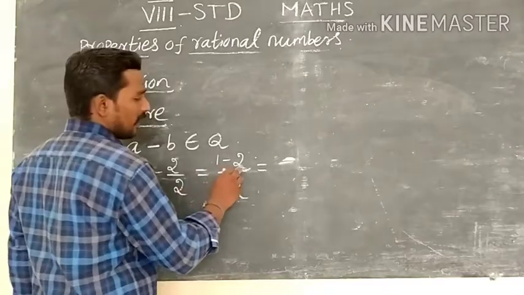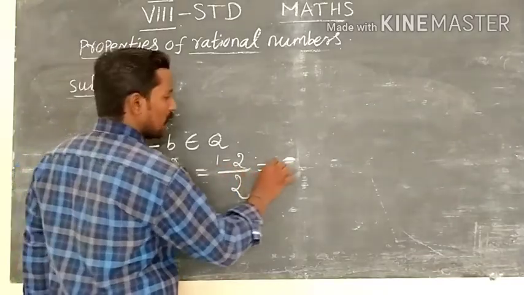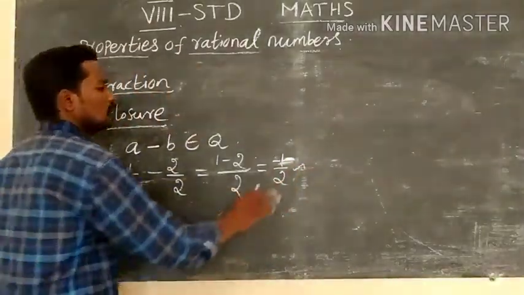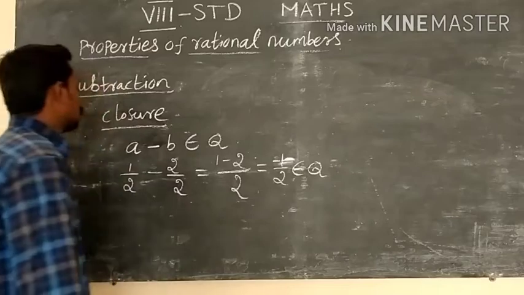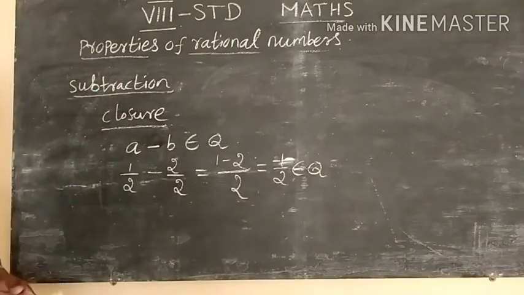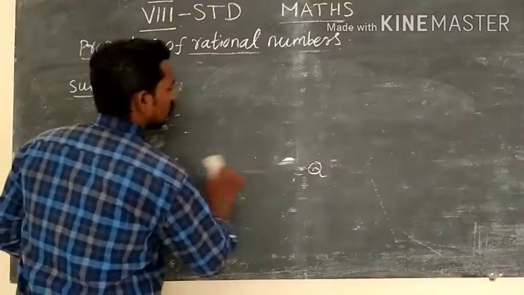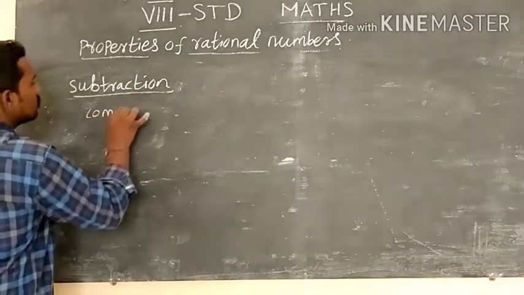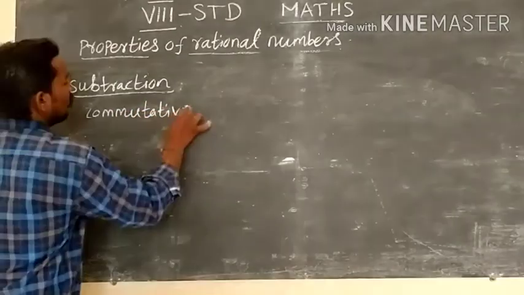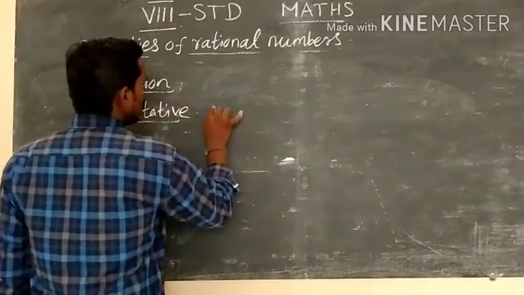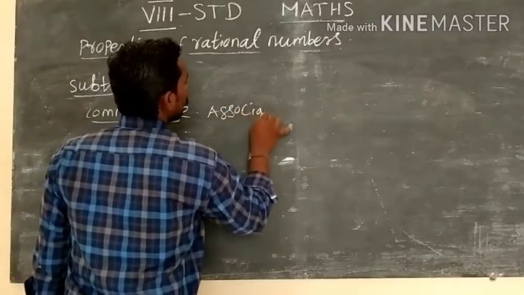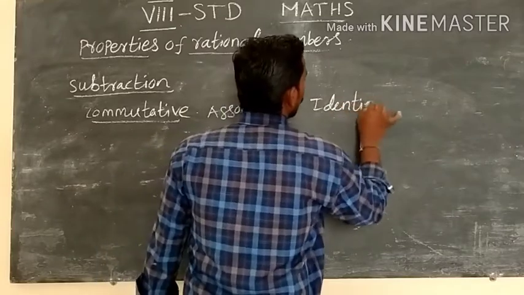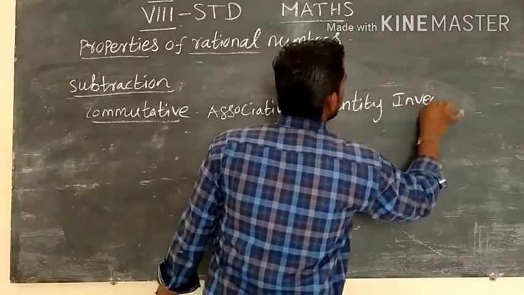So subtract the smaller number from the greater number: 2 minus 1, 1. The greater number's sign is minus. Minus 1 by 2. This is one of the rational numbers, so it belongs to Q. So the closure property is true under subtraction. Now all other properties are false under subtraction. What other properties are there? Commutative, associative, identity and inverse.